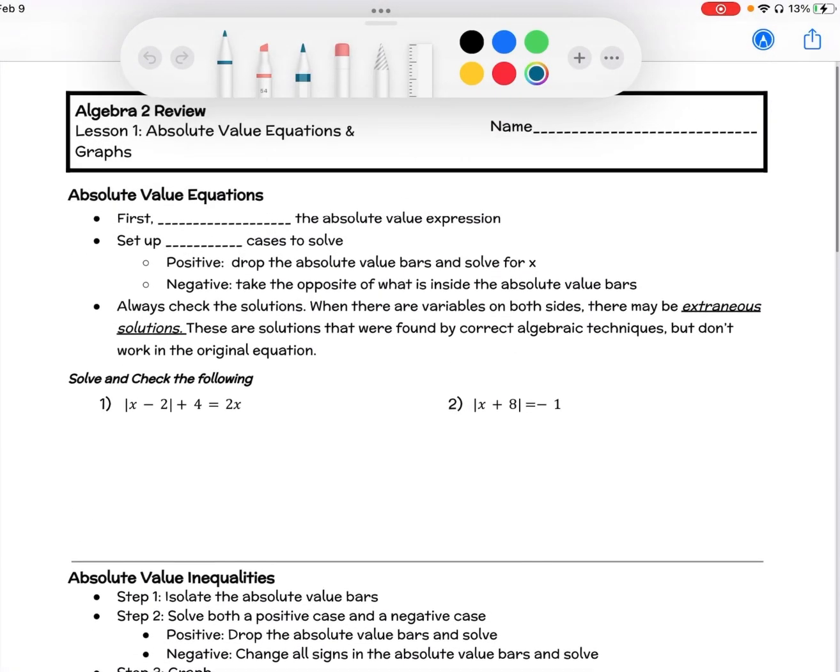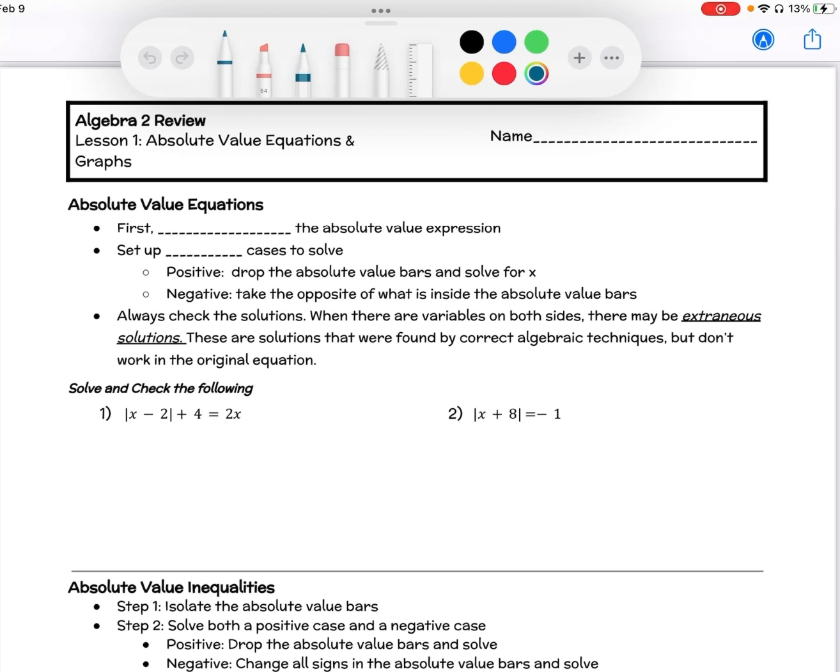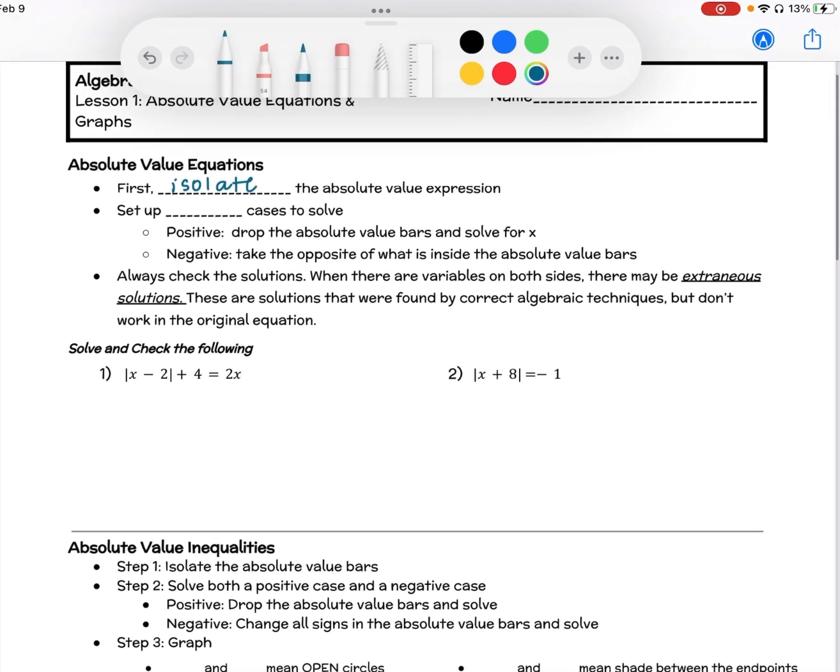Okay, so for this first review video, we're going to talk about absolute value equations and their graphs. First off, let's start with equations. Our first step is always going to be to isolate the absolute value expression. We always need to get the absolute value bars completely by themselves before we can do anything.